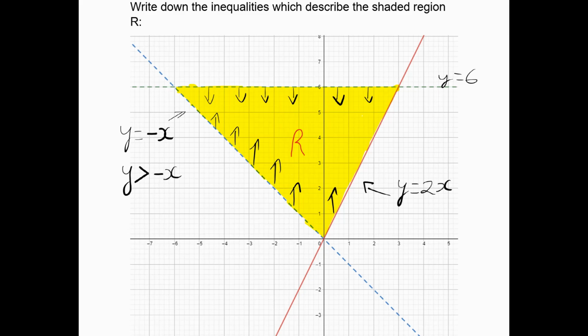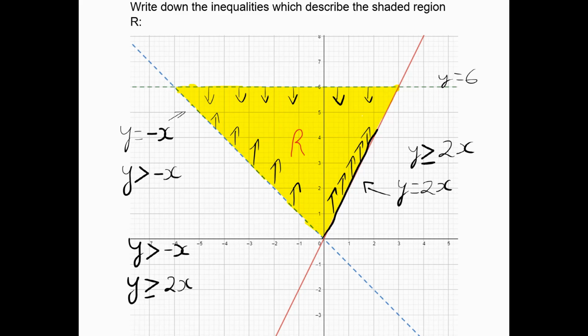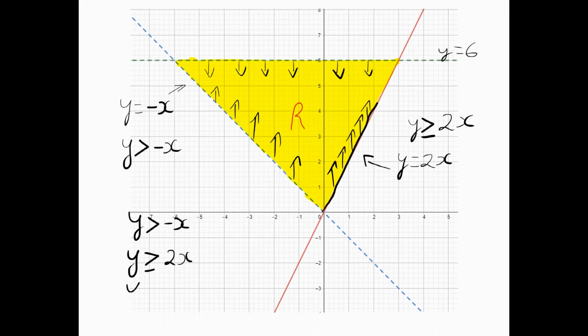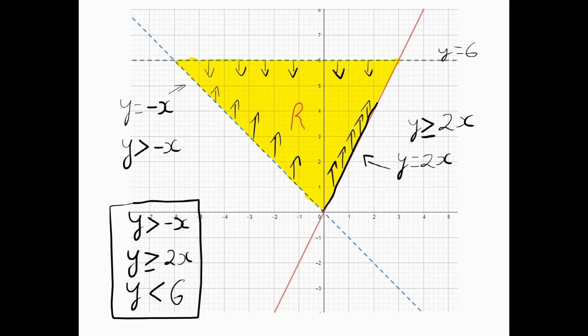We're interested in points which are above the red line, so that's going to be all the points where y is bigger than or equal to 2x. And I say or equal to because it's a solid line, so it could include the line itself. So the inequalities which satisfy the region are y is greater than minus x, y is greater than or equal to 2x, and at the same time y is less than 6. So these three inequalities will satisfy the shaded region.